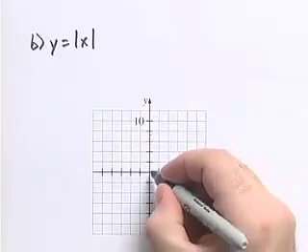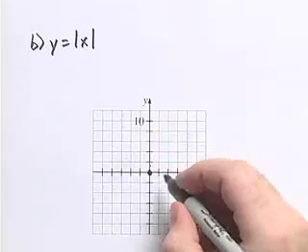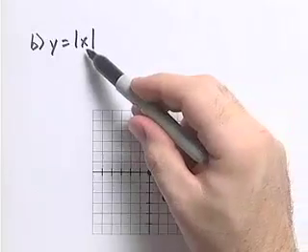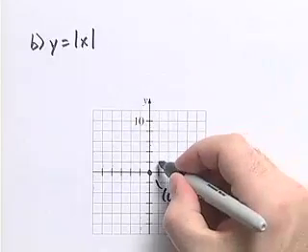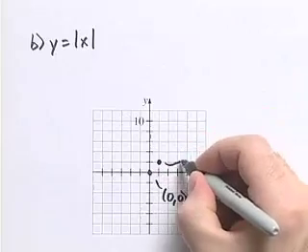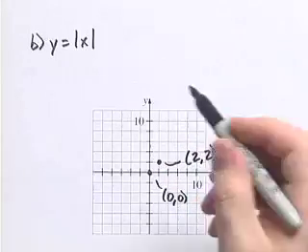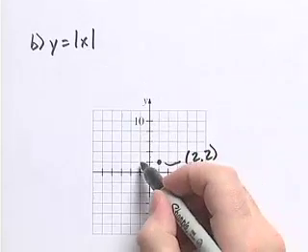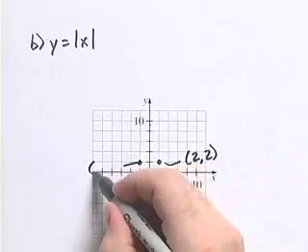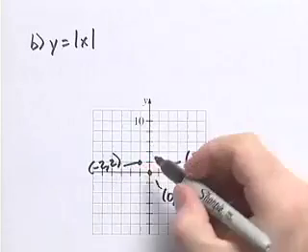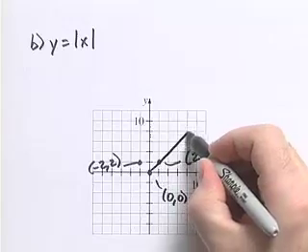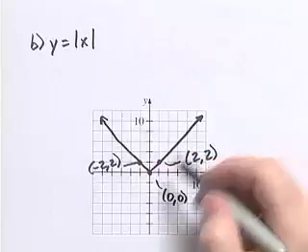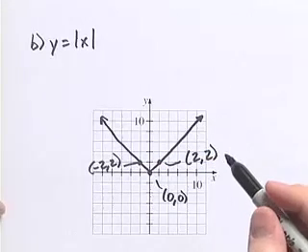Start off by letting x equal 0. If x is equal to 0, y is equal to 0, so we have the point 0, 0. If we let x equal 2, the absolute value of 2 is also 2, so we get the point 2, 2. If we let x equal -2, the absolute value of negative 2 is positive 2, and so we get the point negative 2, 2. Connect our points, get our graph. And here we have the graph of our base function, the absolute value of x.